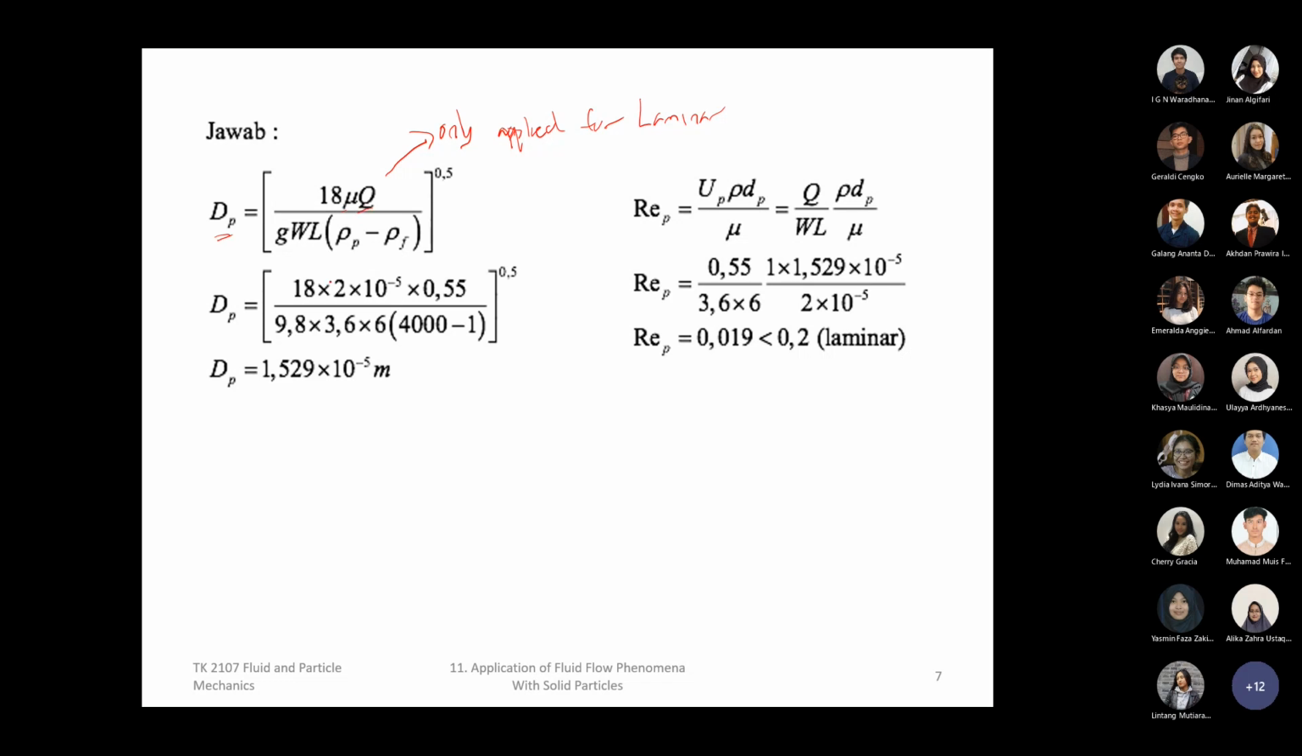Then you just need to put in all these numbers. That's the mu in Pascal second, again it has to be in SI. That's the Q, that must be in cubic meter per second. That's the gravity, that's the width, that's the length, that's the delta rho in kilogram per cubic meter. Then you will end up with a result of around 1.5 times 10 to the minus 5 meter. That's like 15 micrometer. Yeah, if you have a particle with a size of 15 micrometer, that will settle at the end of the chamber.